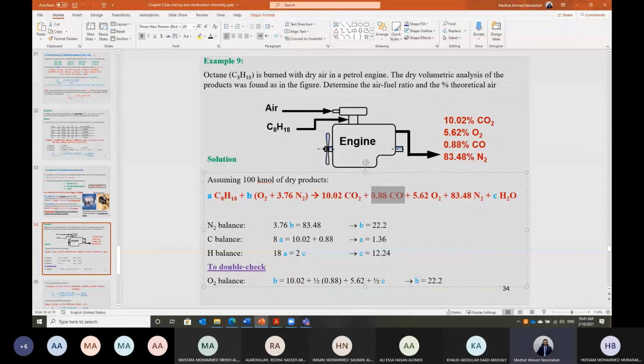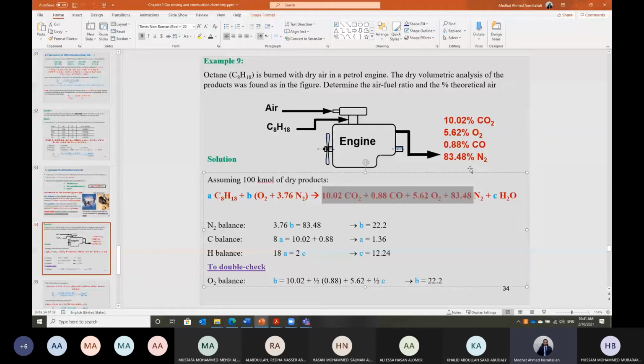In this case, I assume the 100 kilomole, not 1 kilomole. Okay, so 100, I will be just taking the number here. I will not divide by 100. And then I can write down the combustion product, plus 83.48 N2.